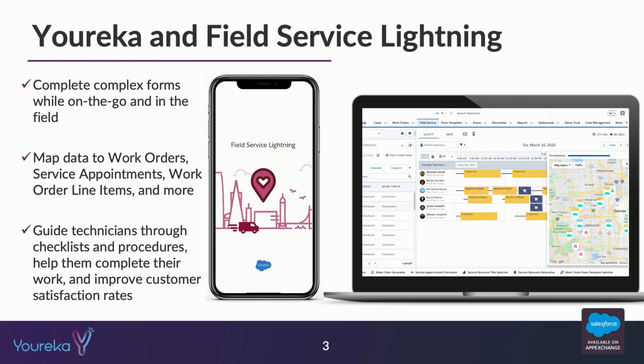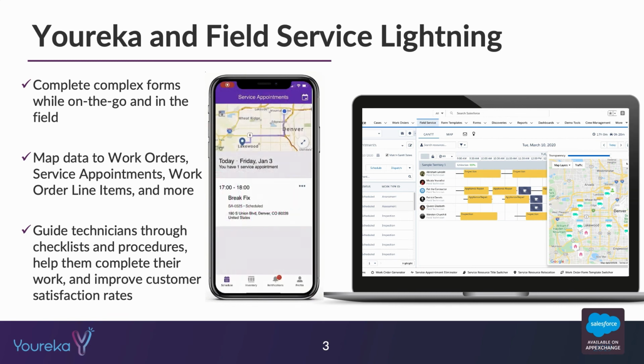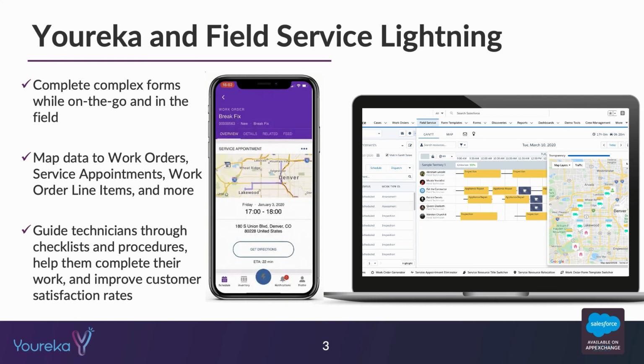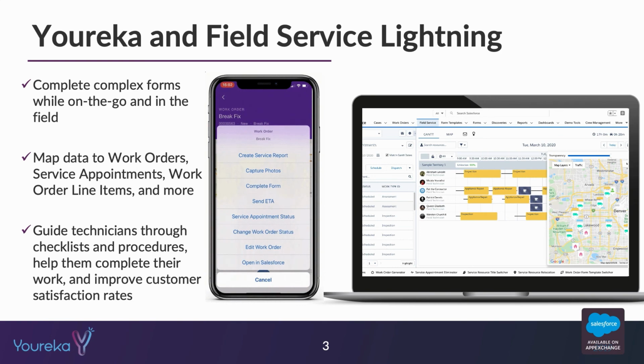We can map data back to many objects in Salesforce, but specifically for Field Service Lightning, we commonly map information to work orders and service appointments and work order line items, etc.